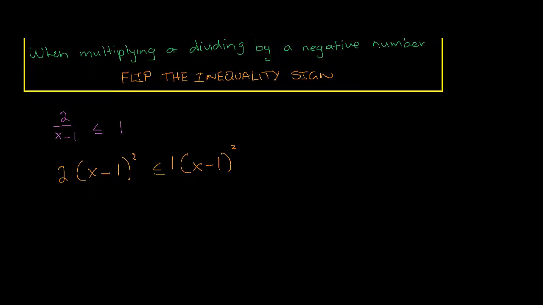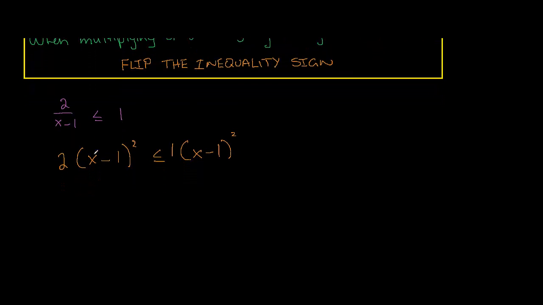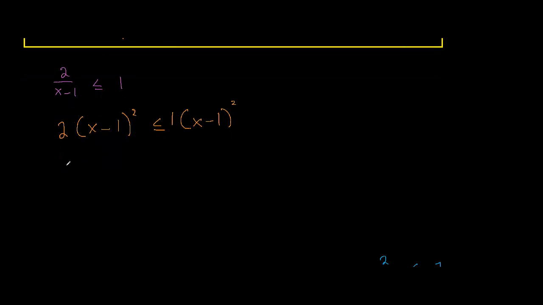The reason why that is really clever is because x minus 1 all squared has to be a positive number, because no matter what you've got in here, whether it's negative or positive, when you square it, it becomes positive again. So we don't have to flip the sign, because we know this will be positive. Very clever.